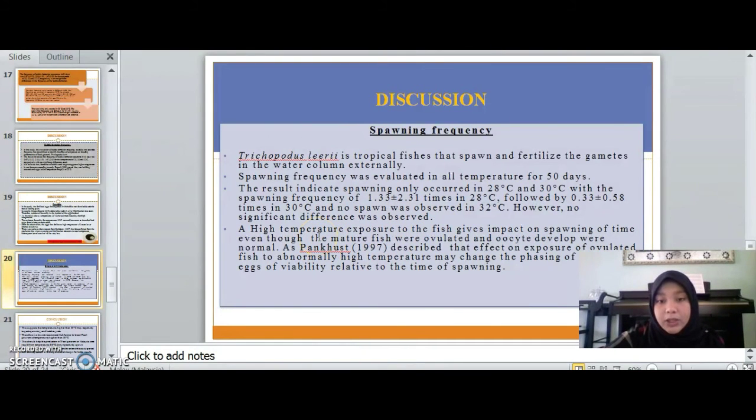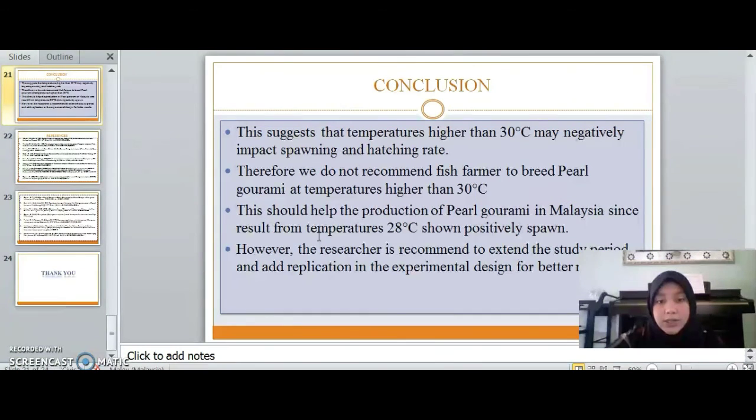Okay, a higher temperature gives an impact on the fish's spawning time, even though the mature fish were evaluated and oocyte development was normal. Okay, for the conclusion, they suggest that temperature higher than 30 degrees Celsius may negatively impact spawning and hatching rate. Therefore, we do not recommend that fish farmers breed pearl gourami at temperatures higher than 30 degrees Celsius. This should help the production of pearl gourami in Malaysia, since results from temperature 28 degrees Celsius showed positive spawning.